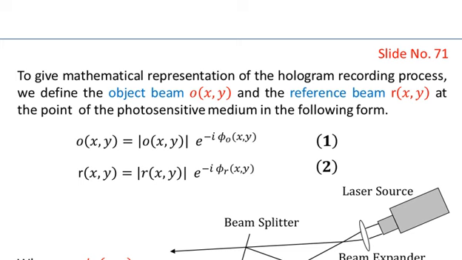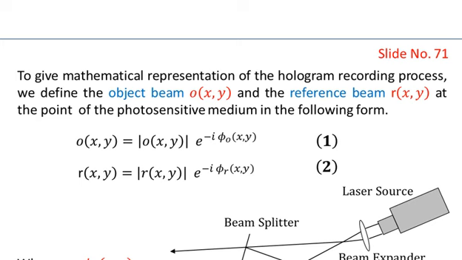To give a mathematical representation of the hologram recording process, we define the object beam O as a function of x, y, and the reference beam R as a function of x, y, where x, y is a point on the photosensitive medium. So we have the object beam and we have the reference beam. We have written the contribution of the object beam and the reference beam at the point x and y, and x and y is the point on the photographic film we are considering.